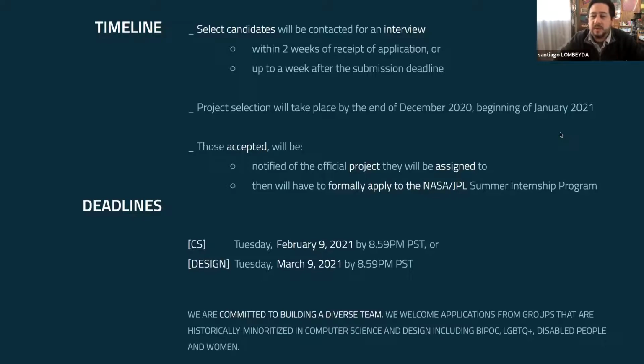And yes, right now we do not know what projects we are choosing. We are going over the proposals, and so we should be getting a lot closer to the decisions towards the end of December, and we need to make a decision by the end of January.